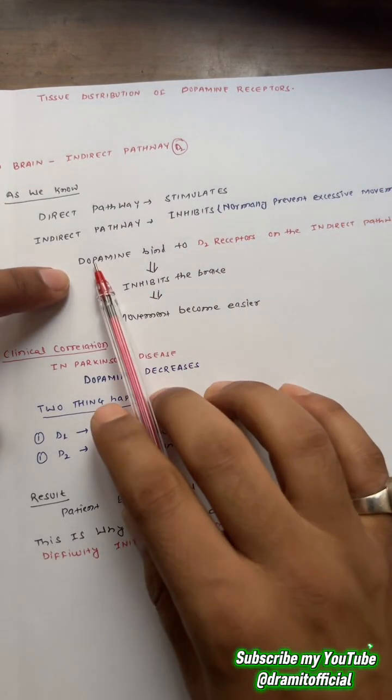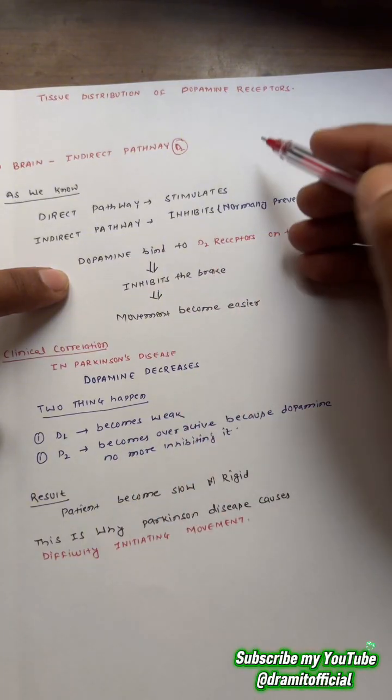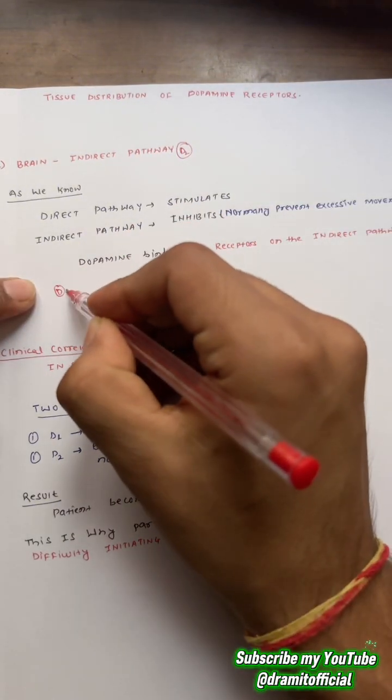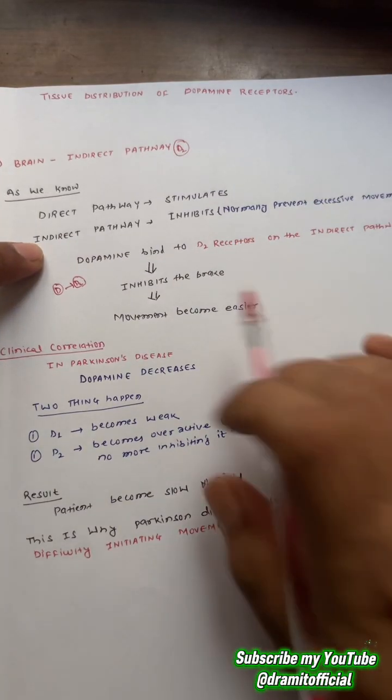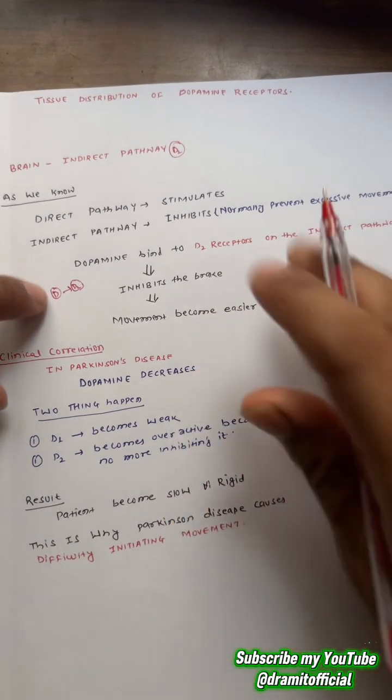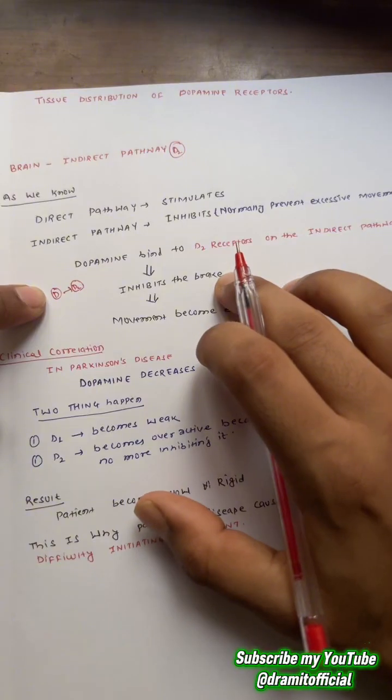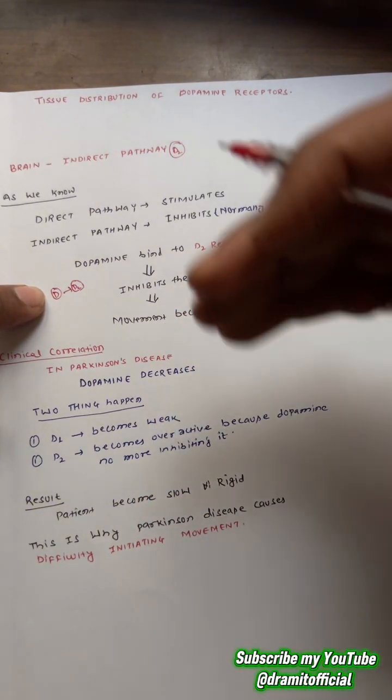So what actually happens? Dopamine binds to the D2 receptor. Suppose this is dopamine. This dopamine will go and bind to these D2 receptors in the indirect pathway, and it will inhibit the brake. Suppose there is a brake, then dopamine will inhibit the brake system and make the movement easier.